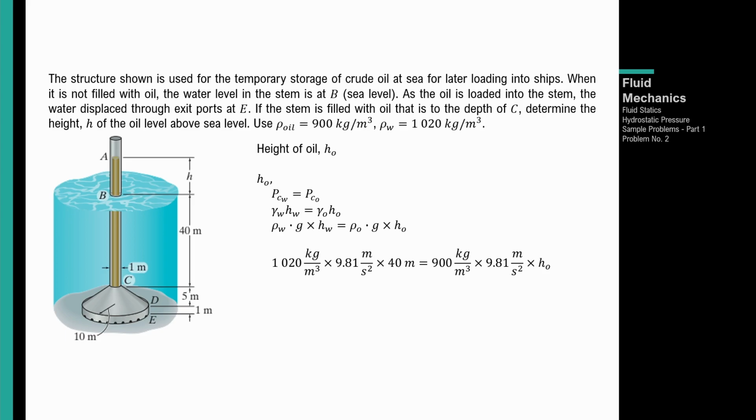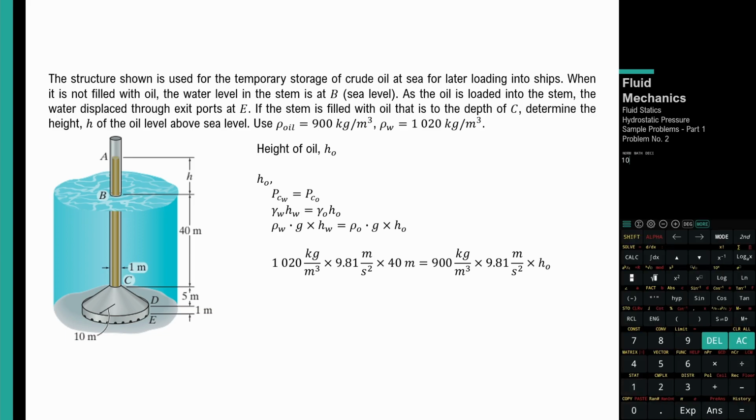So, density ng water, 1,020 times yung acceleration due to gravity. Hindi rin nabanggit sa problem, so 9.81. Times yung 40 meters na nasa figure, which is equal to, doon naman sa part ng oil, so 900 kilograms per cubic meters. Times yung acceleration due to gravity para maging unit weight. Times yung H sub O, yung hinahanap na height ng oil. So therefore, so 1020 times 40 na lang dahil cancel 9.81 over 900. So therefore, height ng oil ay 45.333333 meters.